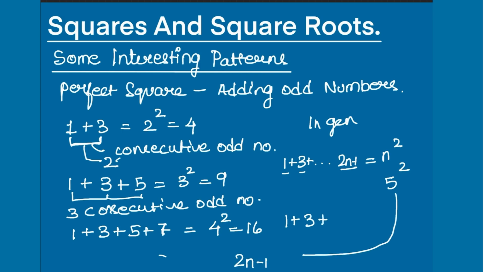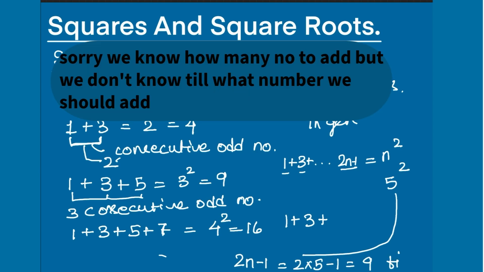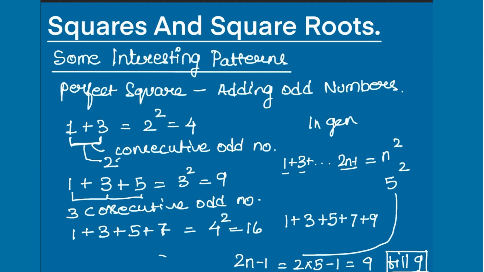Say if we want 5 square, how many numbers will we add? We don't know. So we will figure it out using this formula. 2 into 5 minus 1, which is 10 minus 1, that is 9. So till 9, we will add all the odd numbers. 1 plus 3 plus 5 plus 7 plus 9, that is coming out to be 5 square. Let's see. 1 plus 3 is 4, 9, 16 and 25.